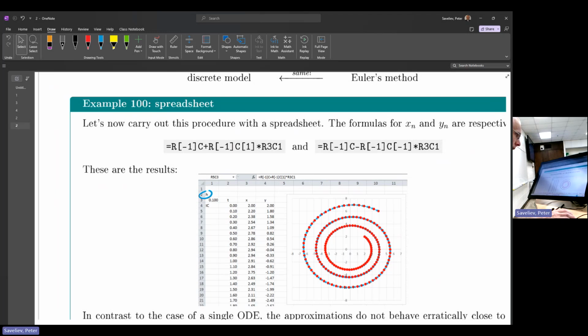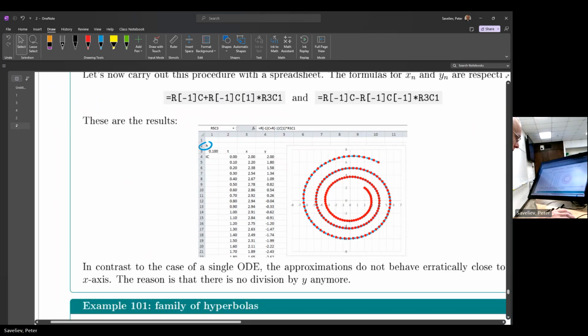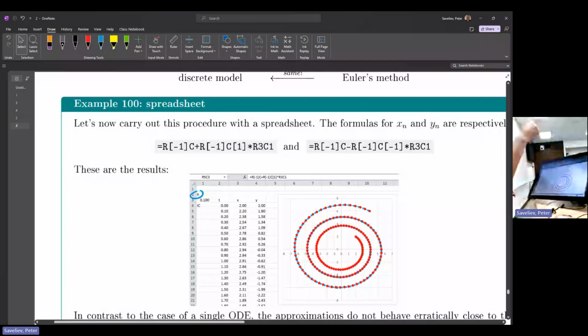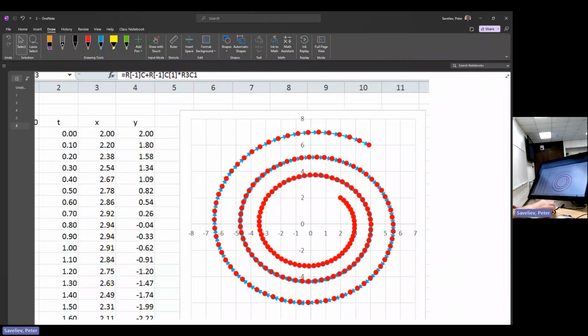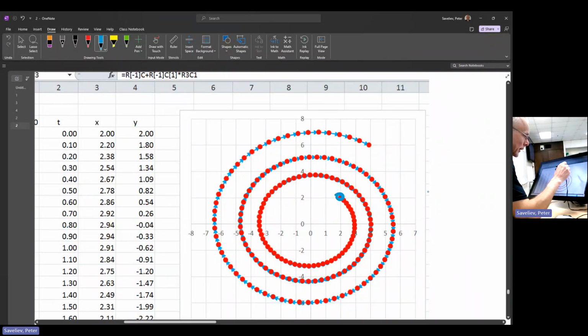Not sure if I am going in the right direction. Which one is the direction? Is it counterclockwise? Clockwise. This is clockwise. So yes, it does match what we had. So the starting point, this is the beginning, and this is the end right here.